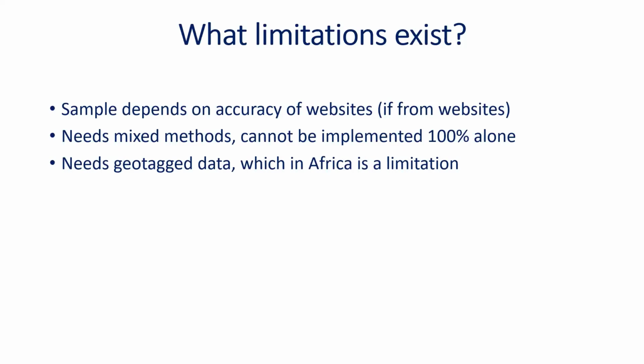And it also depends on accuracy of websites. If you're getting information from certain websites, that obviously can be manipulated. And then you need to use mixed methods. You cannot 100% do social network analysis alone. You need to add other things as well so that you improve the accuracy.